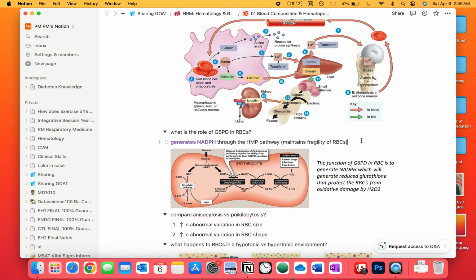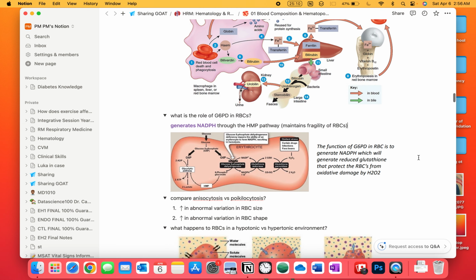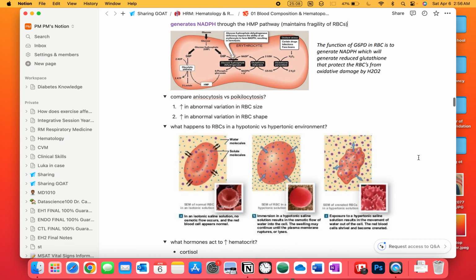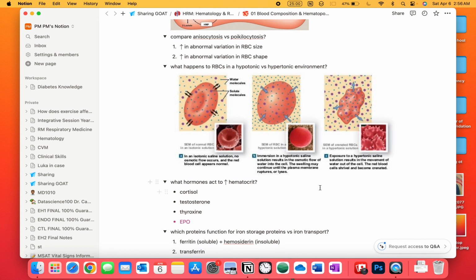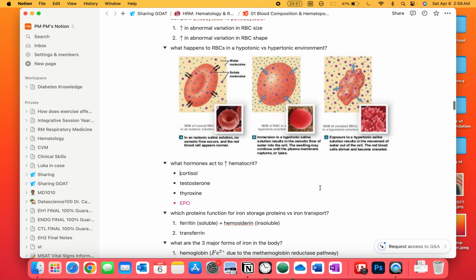What's the role of G6PD in red blood cells? Generates NADPH through the HMP pathway. Anisocytosis is just variation in red blood cell size. Poikilocytosis is variation in red blood cell shape. What happens to red blood cells in a hypotonic versus hypertonic environment? Hypo means less solute outside, therefore it's going to swell. Hypertonic, more solute outside, therefore it's going to shrink.